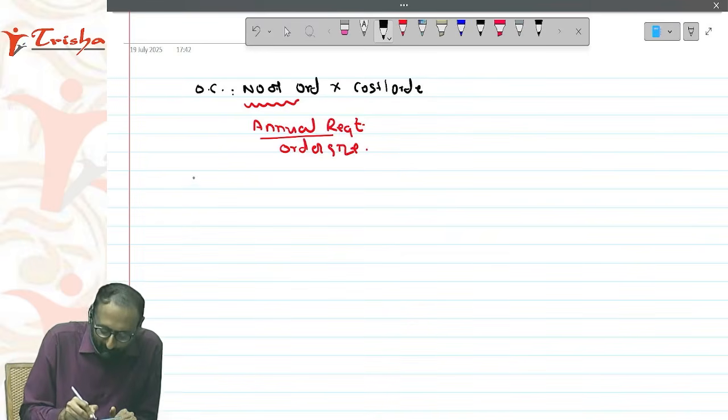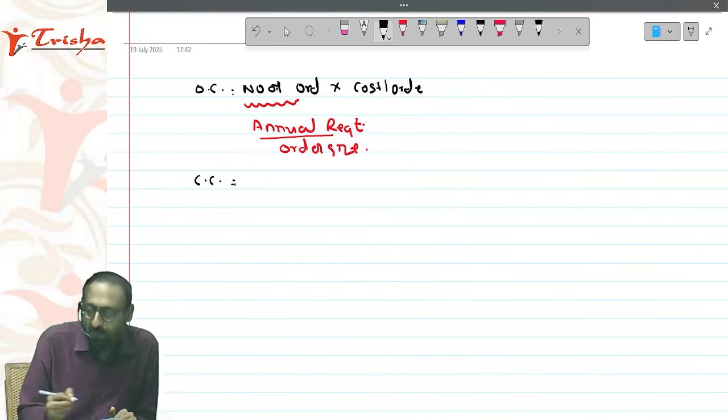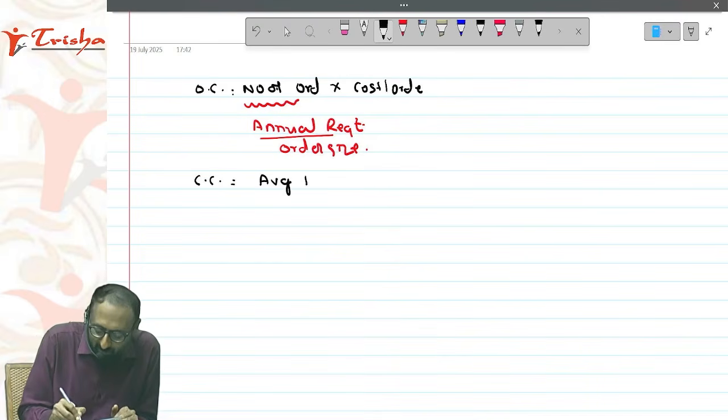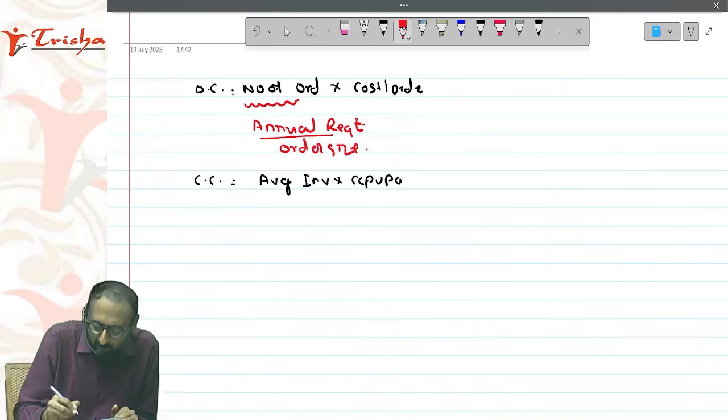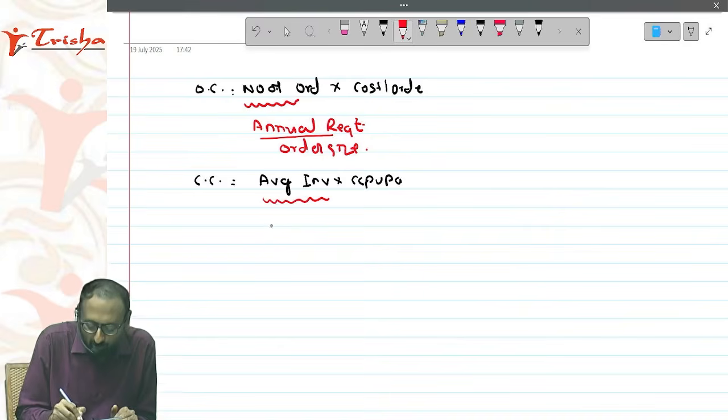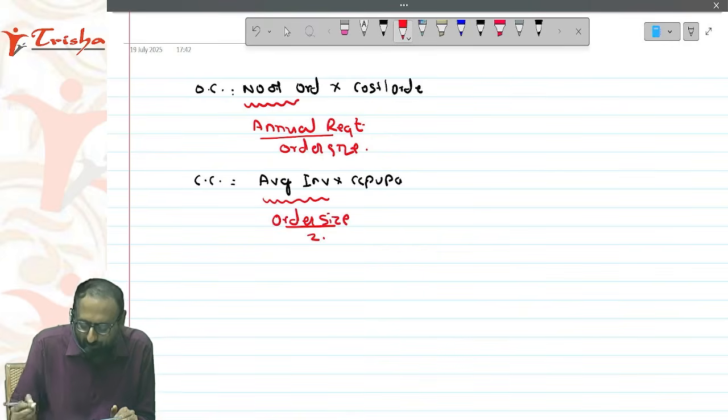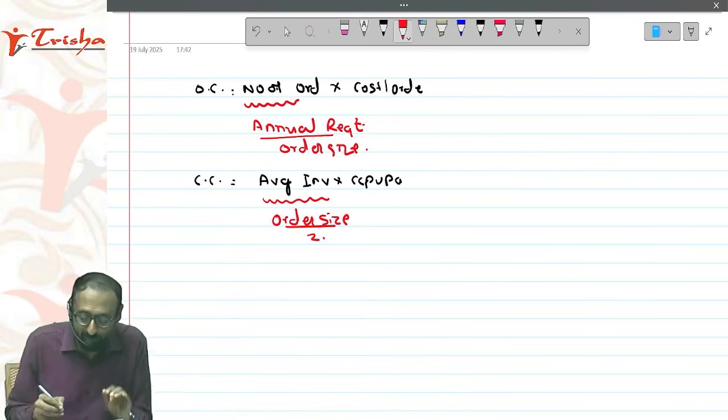Now, what will be your formula for carrying cost? If you want to calculate annual carrying cost, what will be the formula, guys? It is average inventory multiplied by carrying cost per unit per annum. How to calculate that average inventory? Order size divided by 2. Order size divided by 2 will be your average inventory formula.